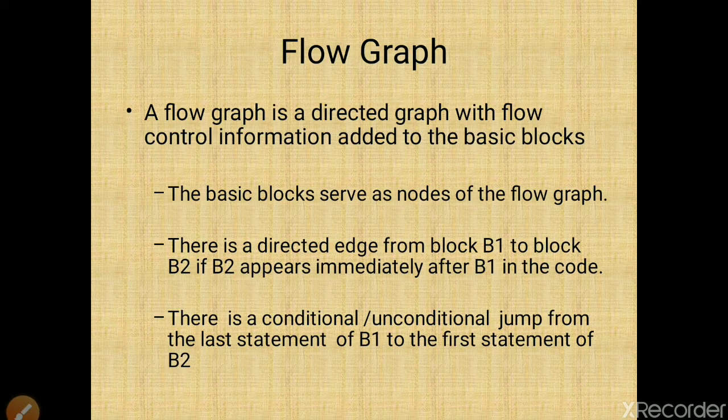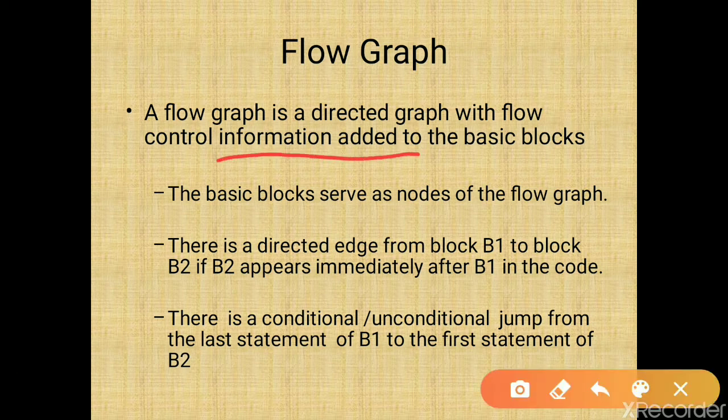A flow graph is a directed graph with flow control information added to basic blocks. So here we are adding the control information. Inside the basic block you are adding how it is processing, or how the control information is passing through it. So what are the criteria that it has to satisfy? The basic block serves as a node of the flow graph. So basic blocks are considered as nodes.